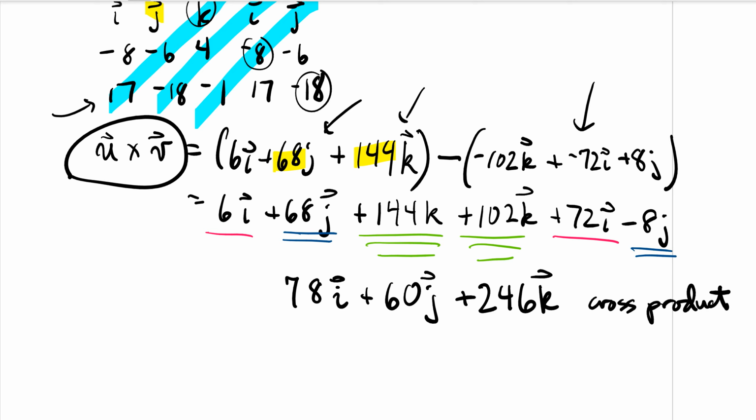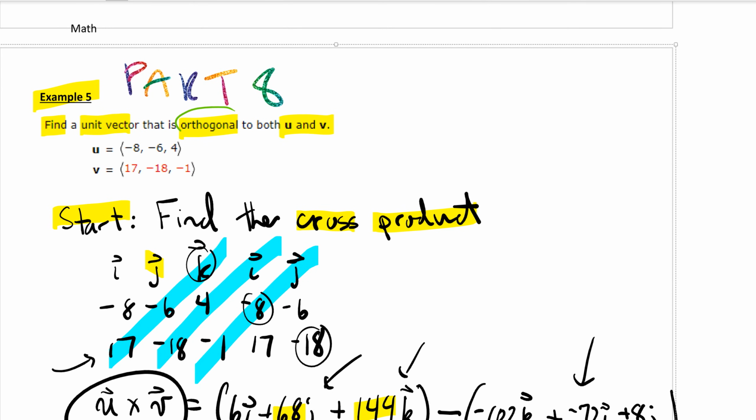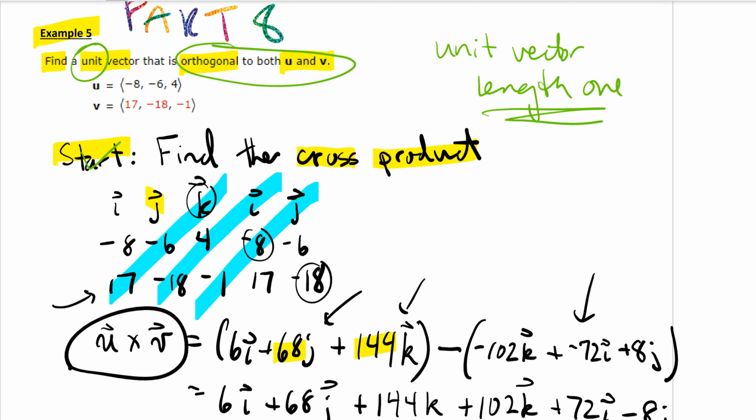U cross v. And that's good because that particular vector, 78i plus 60j plus 246k, is orthogonal to both u and v. That's half the battle. That's step 1. Step 2 is to find a unit vector, and that means length 1. And that's from a previous section.